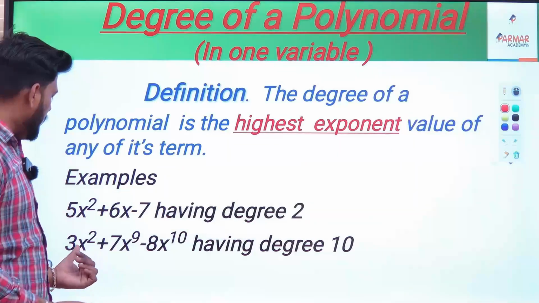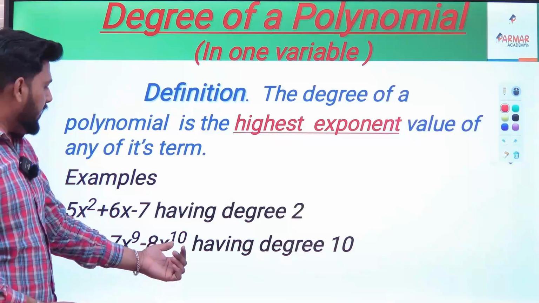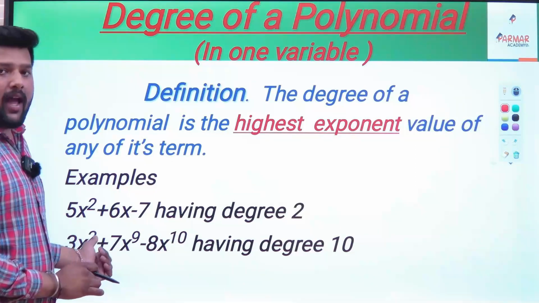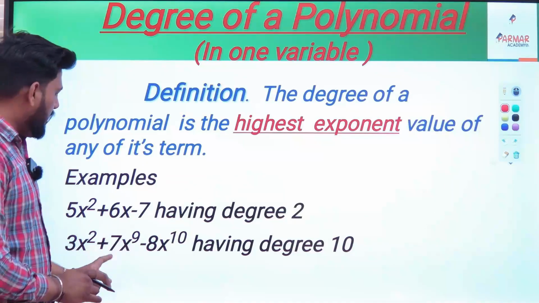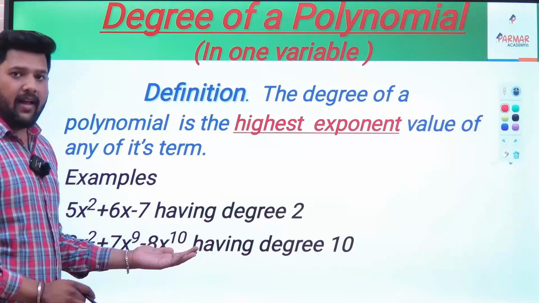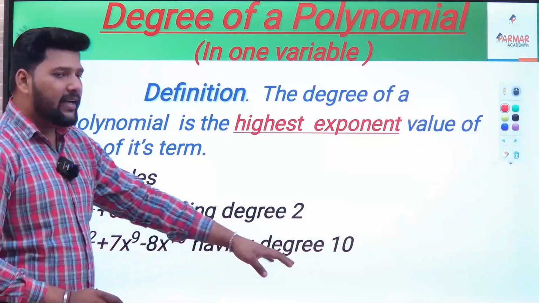In the next example, 3x square plus 7x raised to power 9 minus 8x raised to power 10. The first term has exponent 2, in the second term the exponent is 9, and in the third term the exponent is 10, and the maximum power is 10. So that's why this polynomial has the degree 10.